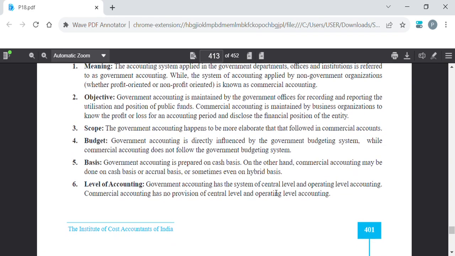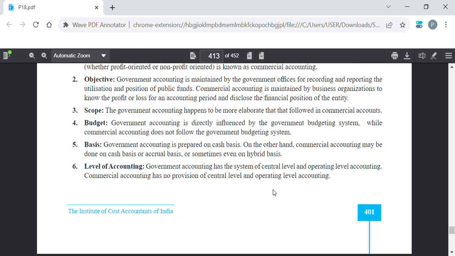Scope: government accounting happens to be more elaborate than that followed in commercial accounts. Budget: government accounting is directly influenced by the government budgeting system, while commercial accounting does not follow the government budgeting system.